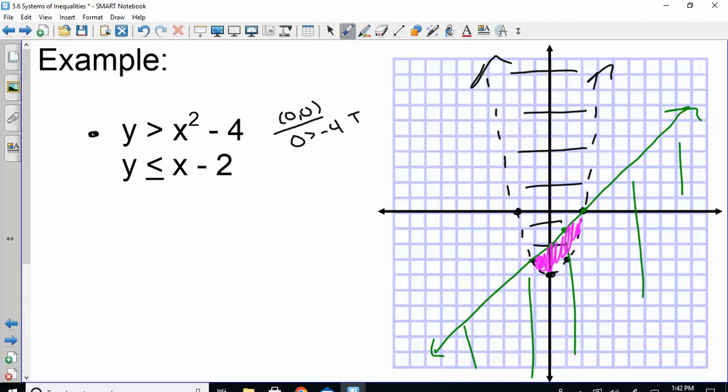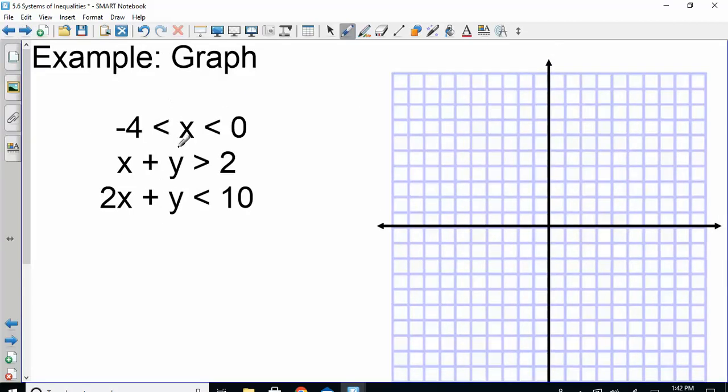The last 2 examples I have are more of the same, but they just have more than 2 equations, because I could have as many equations as I wanted in here. And the idea is the same. We're still just looking for the overlap of all those equations. I think I want to jump to this one because that first inequality is a little bit different than some of the others that we've seen. I want to make sure you know how to handle that.